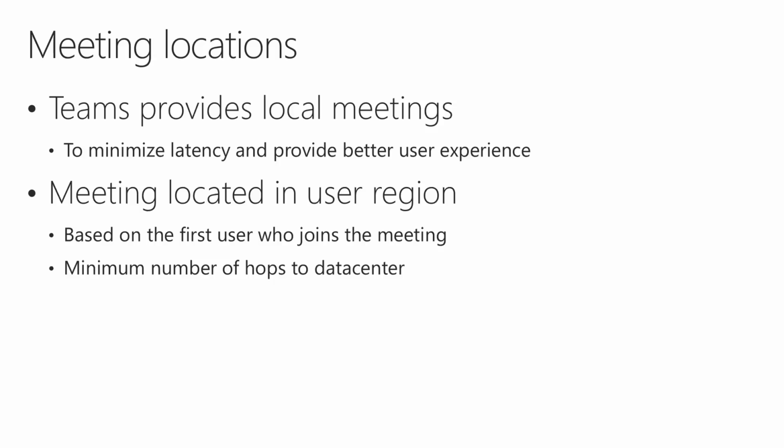Let's talk about meetings. We have already established that in meetings, all the media is always sent to this conferencing service that's homed in Office 365. In Teams, we will always choose a conferencing service that's in the same region as the first user who joins the meeting. So it does not matter where a user is located who plans the meeting. At the point of time where the meeting is started, the first user to join the meeting, that's where the meeting will be homed. And that allows us to provide much lower latency.